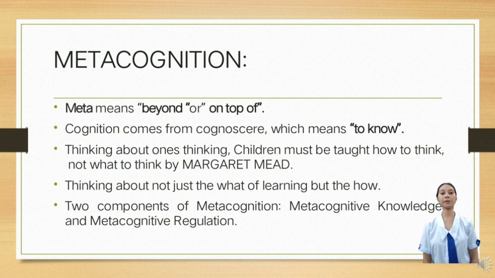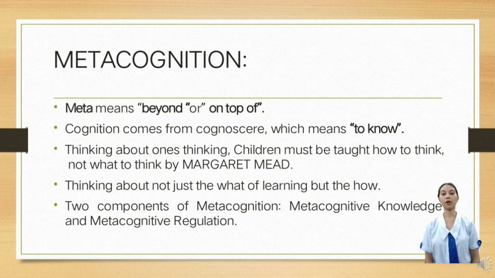Meta means beyond or on top of. Cognition comes from cognoscere, which means to know. Or in other words, thinking about one's thinking. "Children must be taught how to think, not what to think," by Margaret Mead. Thinking about not just the what of learning but the how.